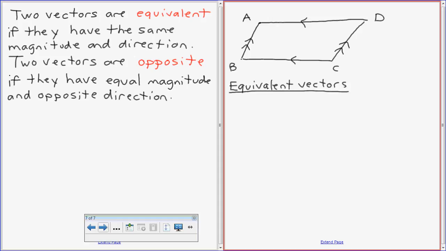Can somebody be brave and try and give me two vectors that are equivalent in that diagram? Assuming again everything's parallel. Go ahead. The top and bottom. Good. We're going to label those properly though. A, D, and B, C. So we're going to say that AD, we'll put a little vector symbol above, is equivalent to BC.